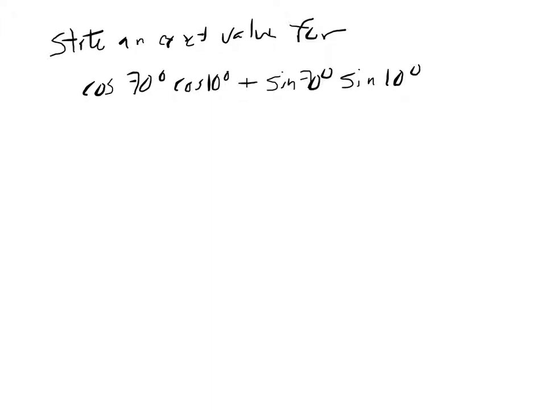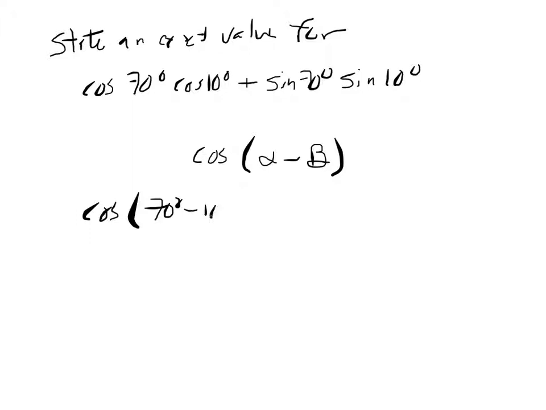So suppose you were asked to state an exact value for cosine 70 degrees cosine 10 degrees plus sine 70 degrees sine 10 degrees. You've got to recognize that you're looking at a cosine of angle, and if this is a plus, angle minus angle. So this actually is going to be a cosine of 70 minus 10, or a cosine of 60, and my cosine of 60 is 1/2.